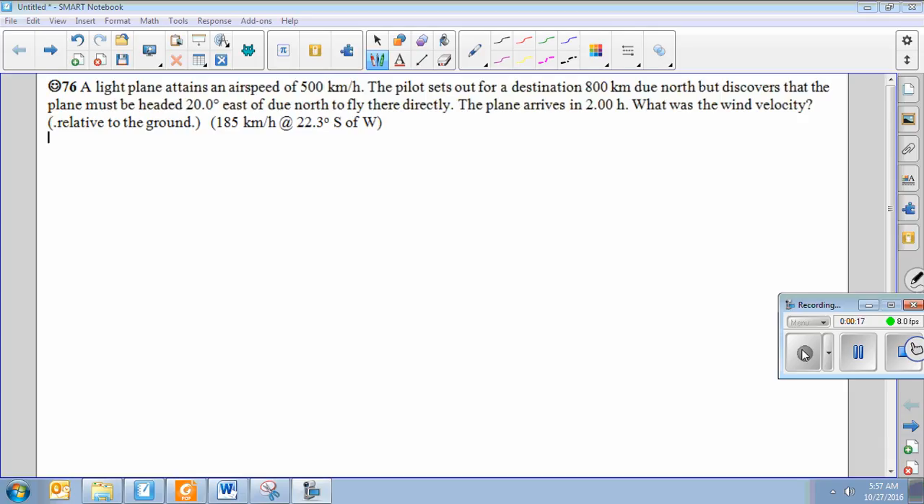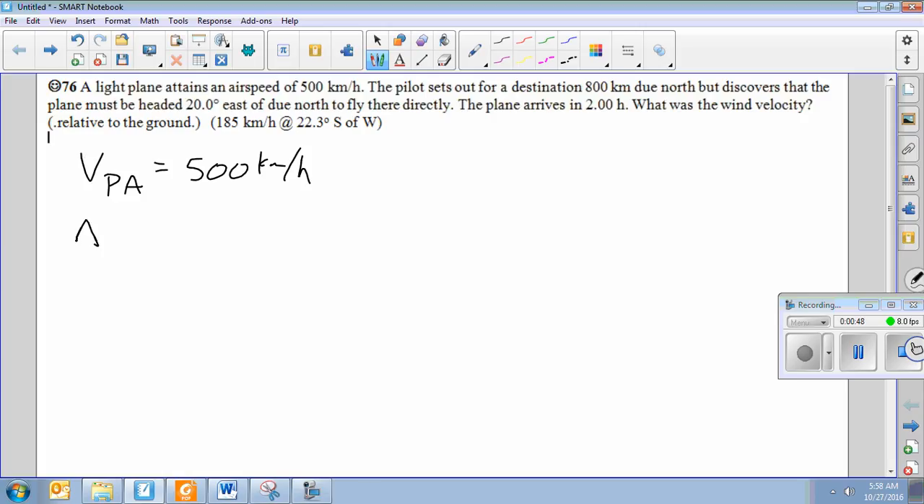So here's the deal. We've got a plane that can fly at an airspeed of 500 kilometers an hour. Airspeed, remember, represents the velocity of the plane relative to the air. It's the velocity that the plane would have if there wasn't any wind, okay? And so that's 500 kilometers an hour. It says that the pilot sets out for a destination that's 800 kilometers due north.